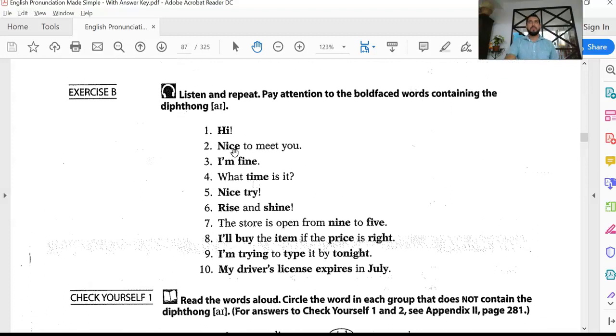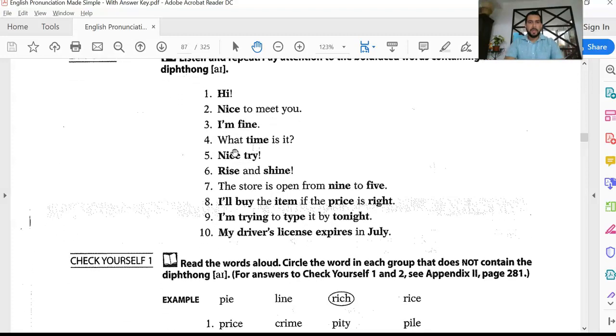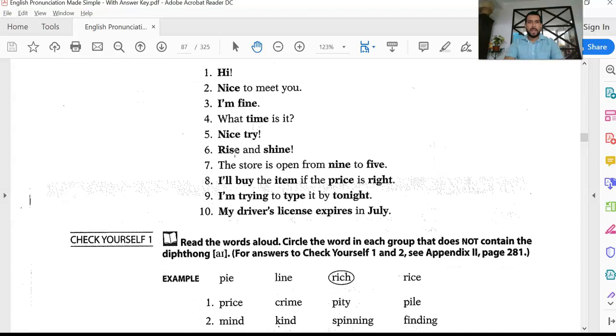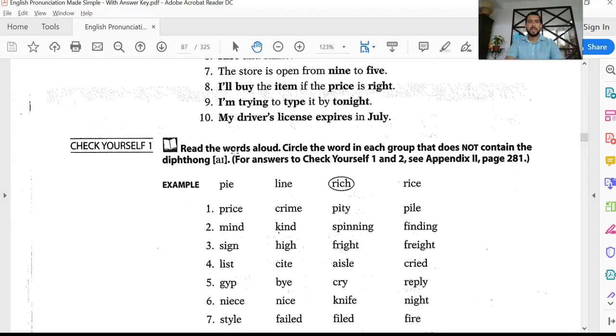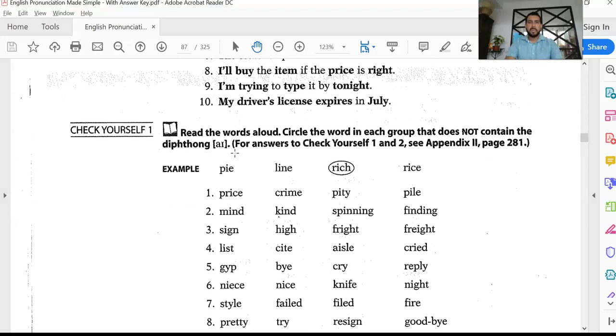And here we have some listen and repeat exercises, which you can do at home. You know how to pronounce these words because they're very simple. And then we have a check yourself exercise. What you need to do here is read the words aloud by circling the word in each group that does not contain the diphthong I.